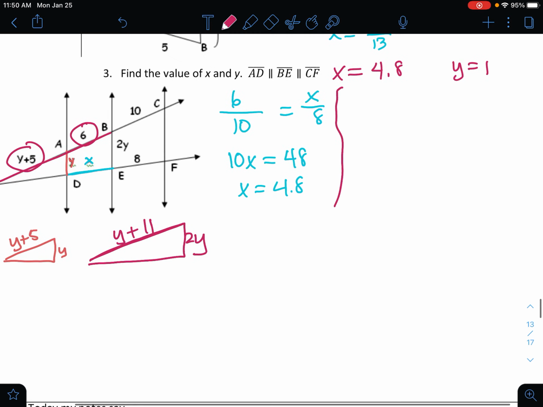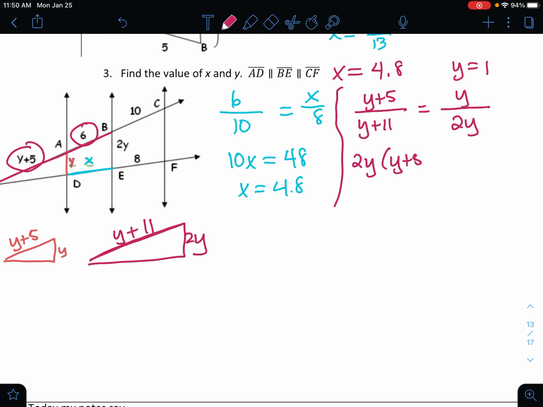I'm going to start with, it doesn't matter which sides I start with, y plus 5 over y plus 11. Okay, so I have just ratioed those corresponding sides, and then the other set I can work with are y and 2y. Okay, let's cross multiply here. So I'm going to have 2y times y plus 5. And then the other diagonal is going to be y plus 11. So let's distribute on both sides. 2y times y is 2y squared. 2y times 5, I can do 2 times 5 and get 10, and then it will be 10y. Over here we have y times y, which is y squared, and then 11y.